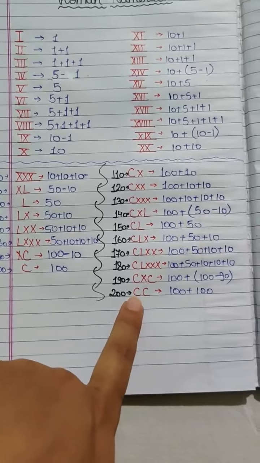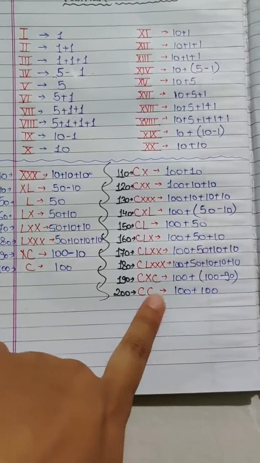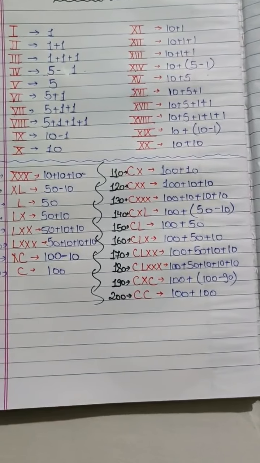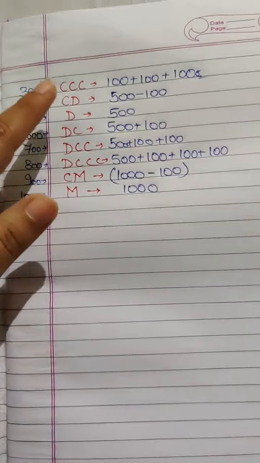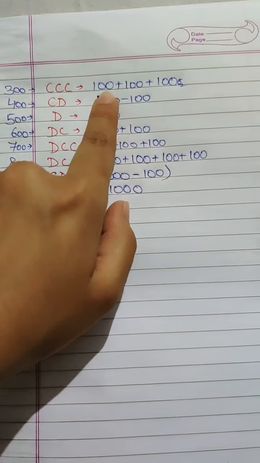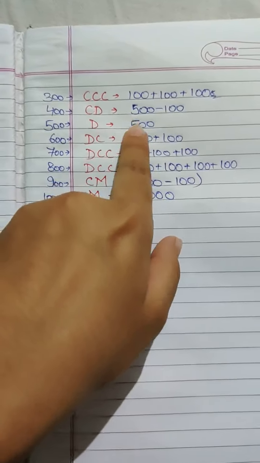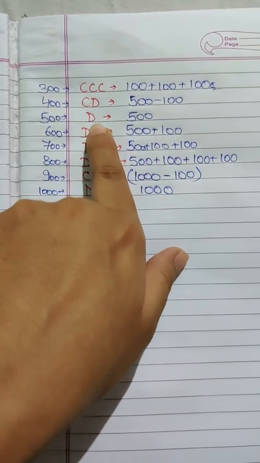100. So 200 will be 100 + 100 and 2 C's will be the sign of 200. Okay, so similarly you have to do up to 500. Here are few more of 300, where we have add 100, 100 and 100, 3 C's. Okay, then 400, we know the sign of 500, it is D.